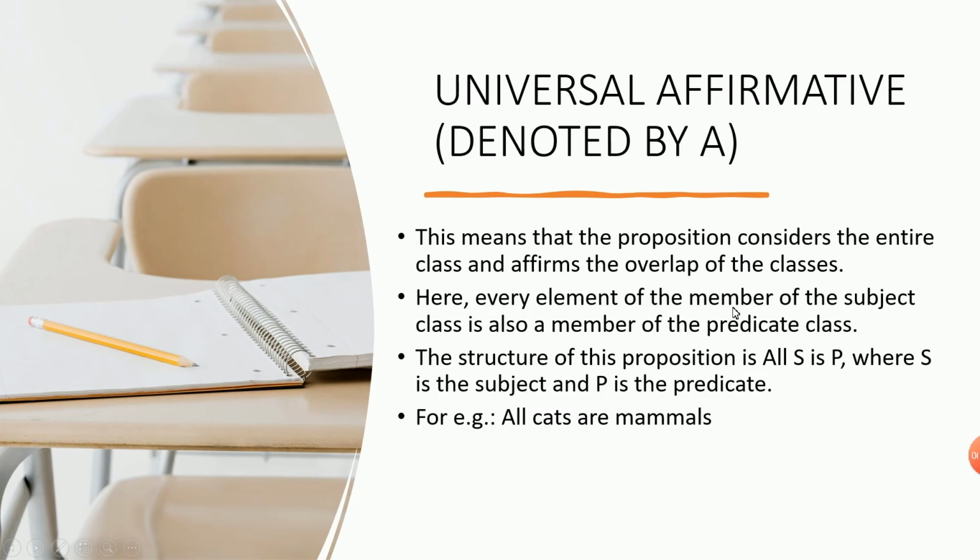So here every member of the subject class is also a member of the predicate class. The structure of this proposition is: all S is P, where S is the subject and P is the predicate. For example, all cats are mammals. Like I said, all. So that is universal affirmative, denoted by A.